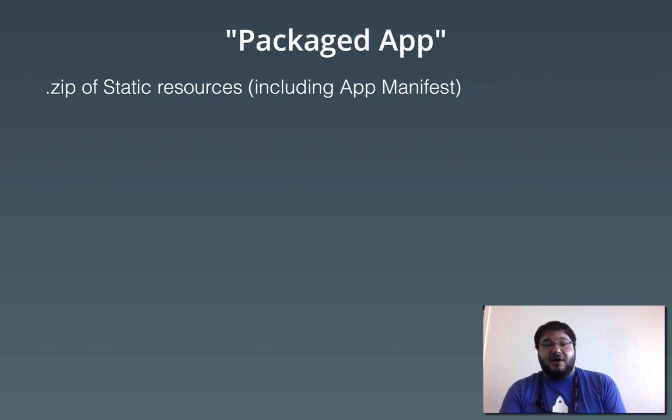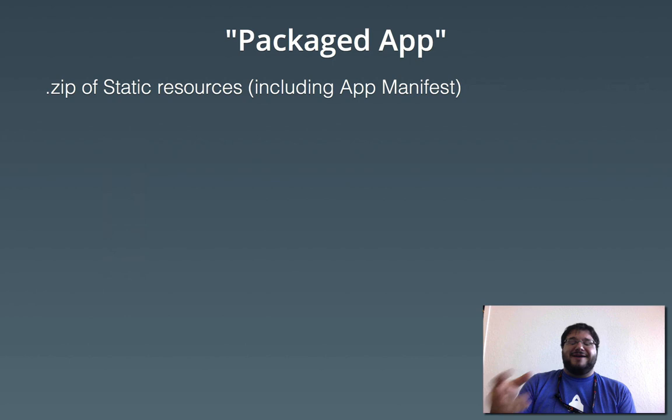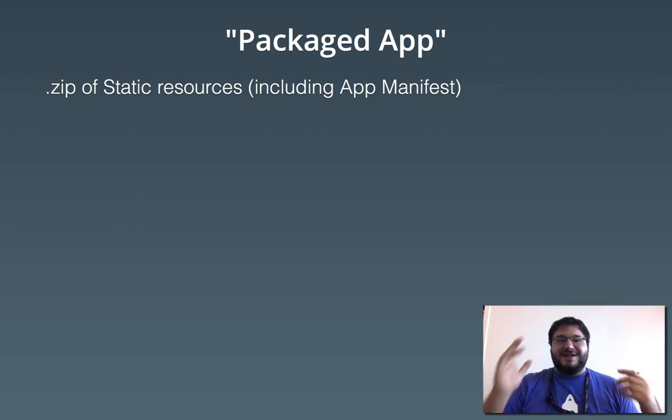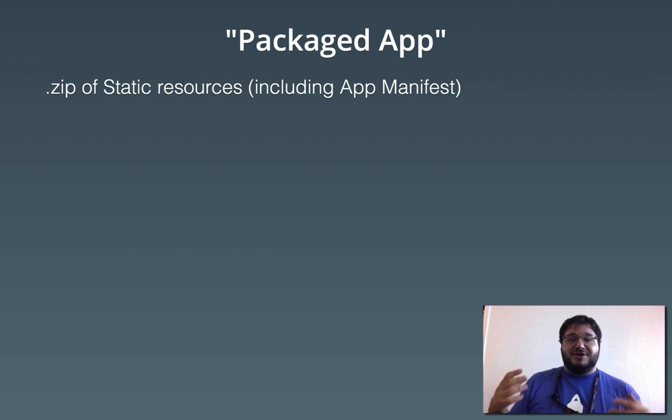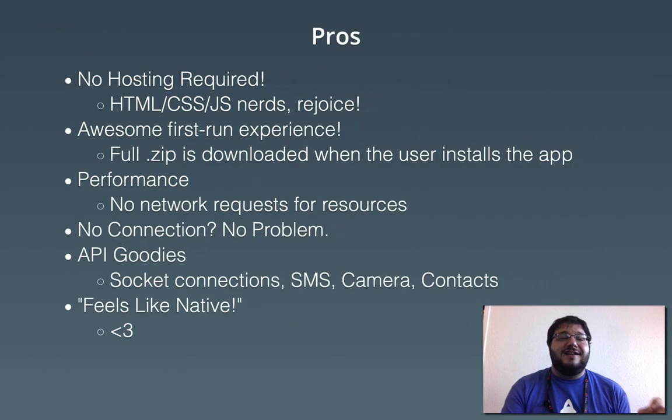And at its heart, all this really is a zip file of static resources, including that app manifest file. To create a packaged app, you simply build a site using HTML, CSS, and JavaScript. If you've ever built a static web page back to the days of GeoCities, then you've technically built a packaged app. You just need to write a manifest, and you're off to the races. This has a ton of benefits. The biggest one is there's no hosting required.